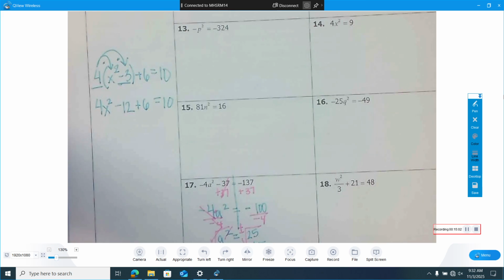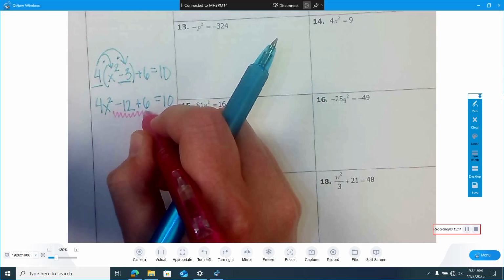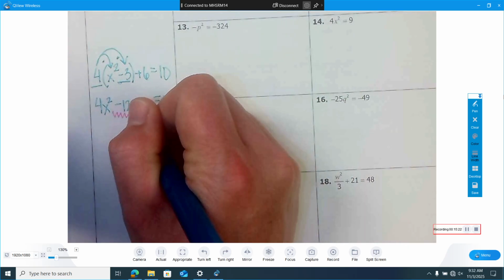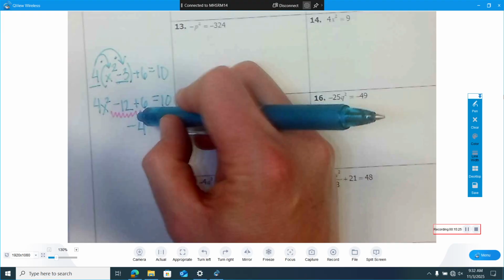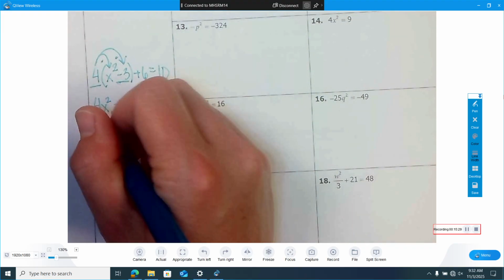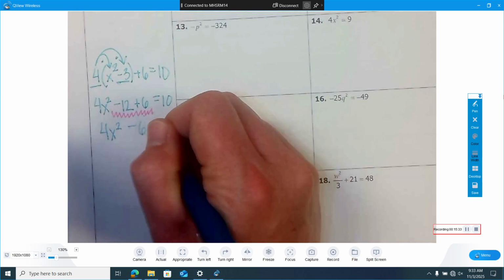Can we do any cleanup? Can we maybe simplify a little bit? Right here I have a negative 12 and a positive 6. Can I put those together and clean them up a little bit? Yeah, what is a negative 12 and a positive 6? Negative 6. Yeah, that just cleans up to be a negative 6. So I am cleaning up a little bit. I'm going to bring down my 4x squared, and then I've got my negative 6 equals 10.